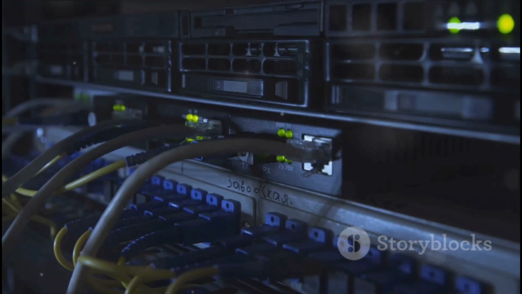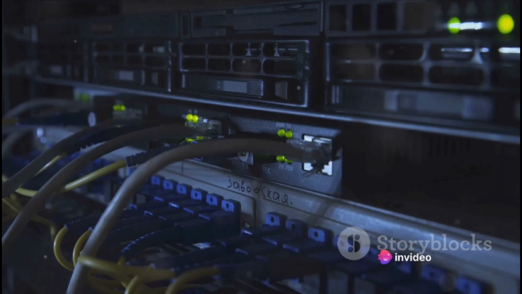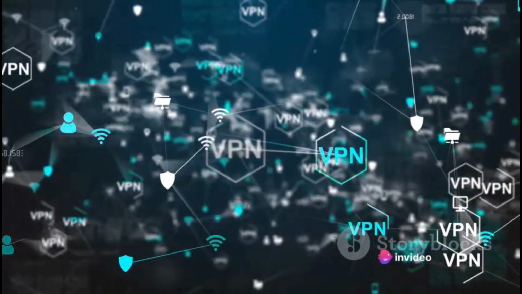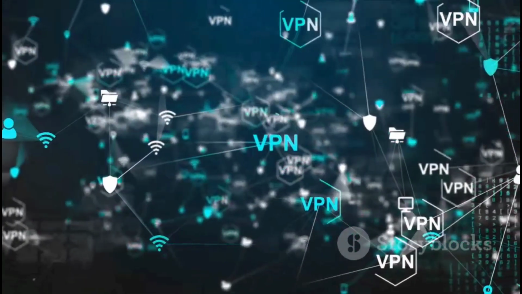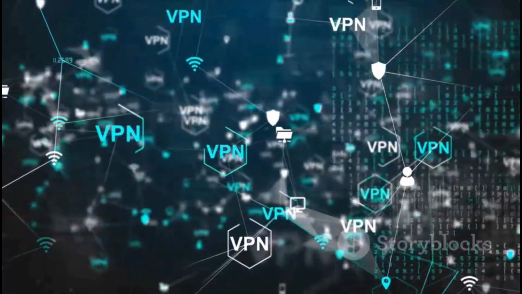Each VLAN forms its own broadcast domain, which means that only devices within the same VLAN can communicate directly. This reduces unnecessary network traffic, making the network more efficient. Plus, it adds an extra layer of security, as devices from different VLANs cannot communicate directly.